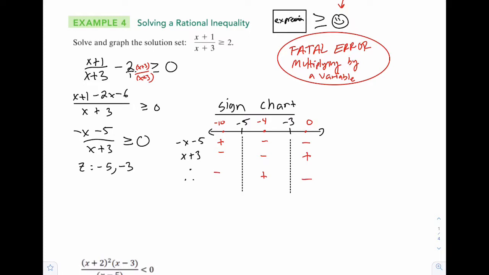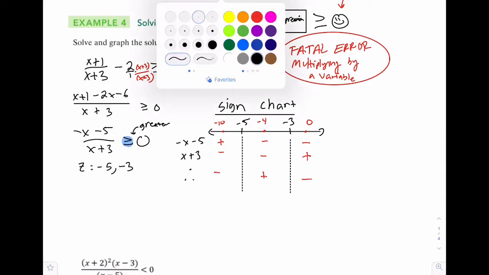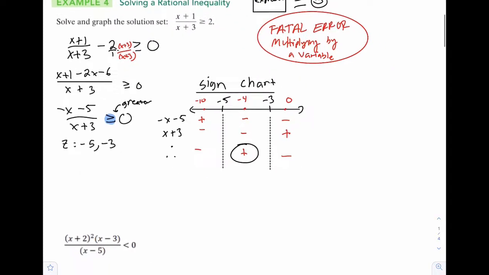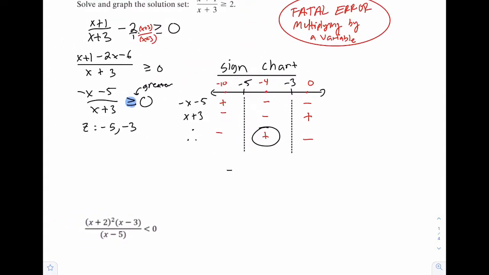Now from here, let's look at this. I can see that would be greater than 0, which means I want the positive answers. So I want this one right here. Now here's where you got to be careful. I know it's between negative 5 and negative 3. Now you got to look at where this came from. Negative 5 is a 0 on the top, right here, which means it can be equal to 0, because notice how it says greater than or equal to 0, so I can have this equal. But over here, I can't have the bottom be 0, so I got to put a parentheses there. And there's my final answer.